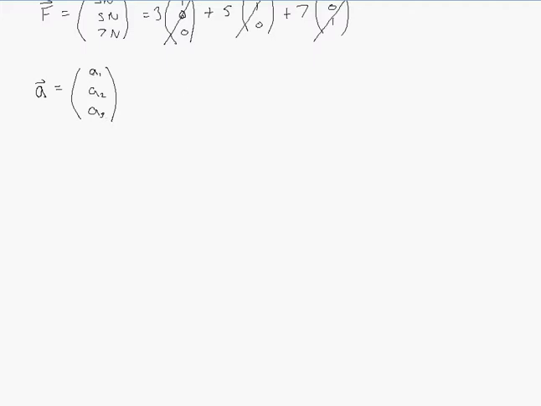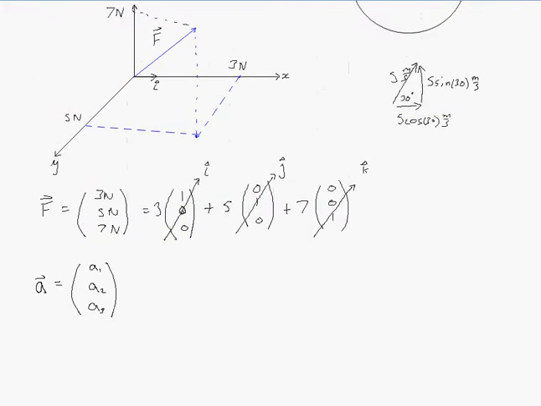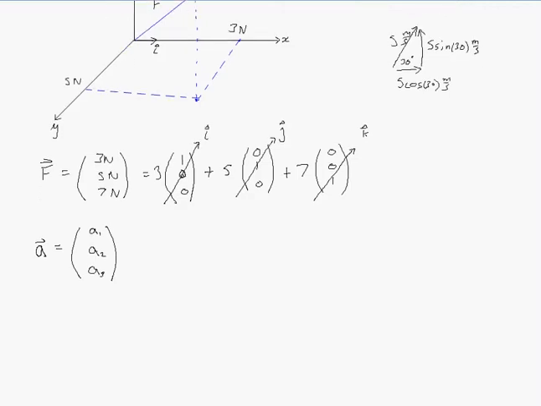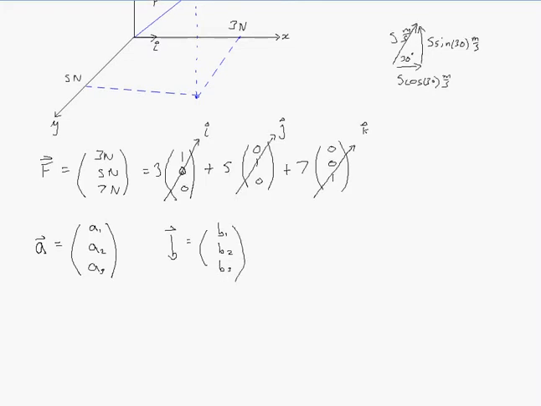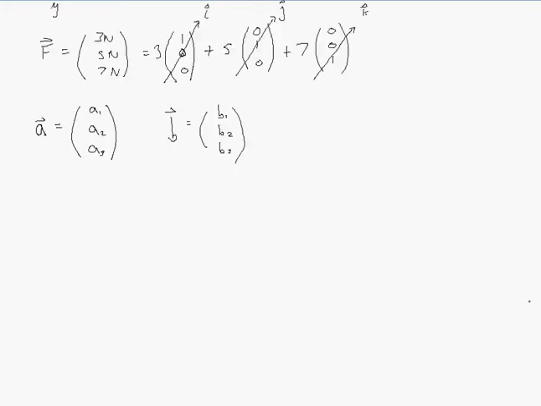They're just numbers, but each of these numbers corresponds to a particular direction. For example, A1 would just denote the magnitude of the vector in the x direction, and A2 would denote the magnitude of your A vector in the y direction, etc. And let's say we've got a second vector B, which I'll denote as B1, B2, B3.